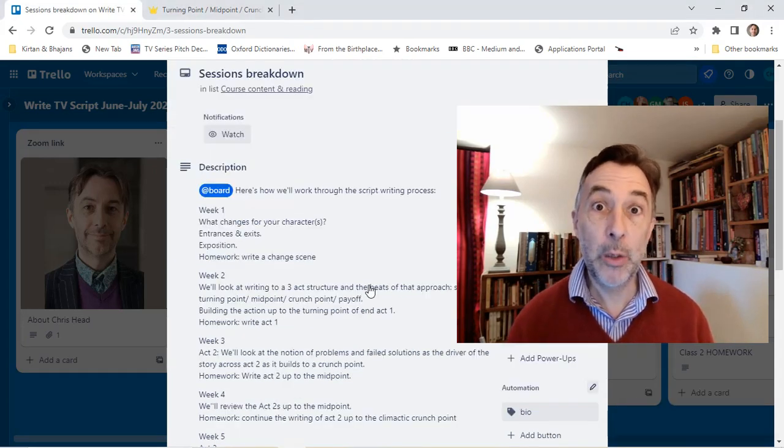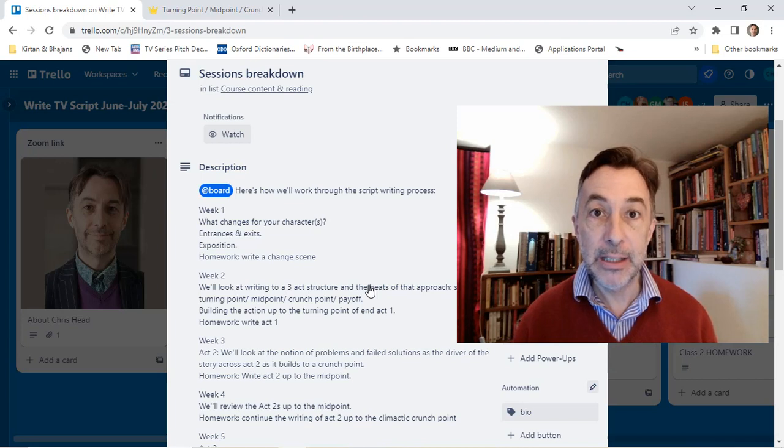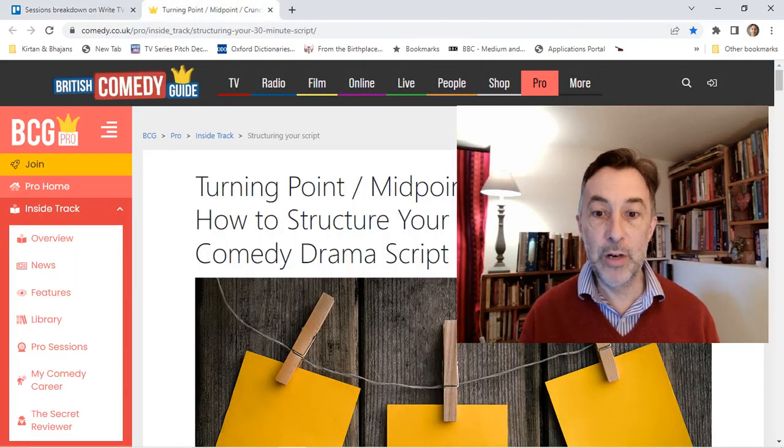feedback. Second week, we'll be talking about how your script will unfold across a 3-act structure, as all of these scripts do, and how you'll be hitting the beats of the turning point, midpoint, and crunch point, again, as all of these scripts do. Very handy once you understand that rhythm, and writing to that rhythm really shapes your script in an effective way.